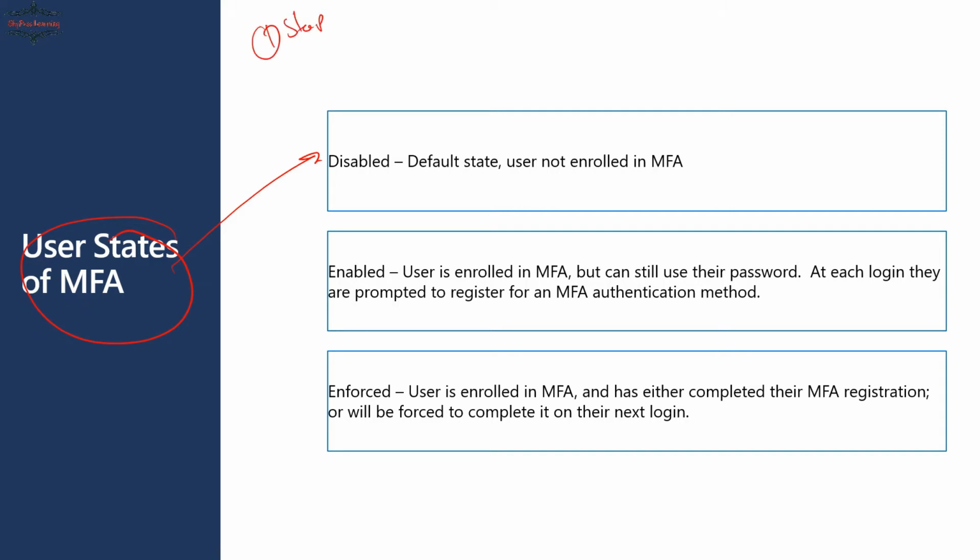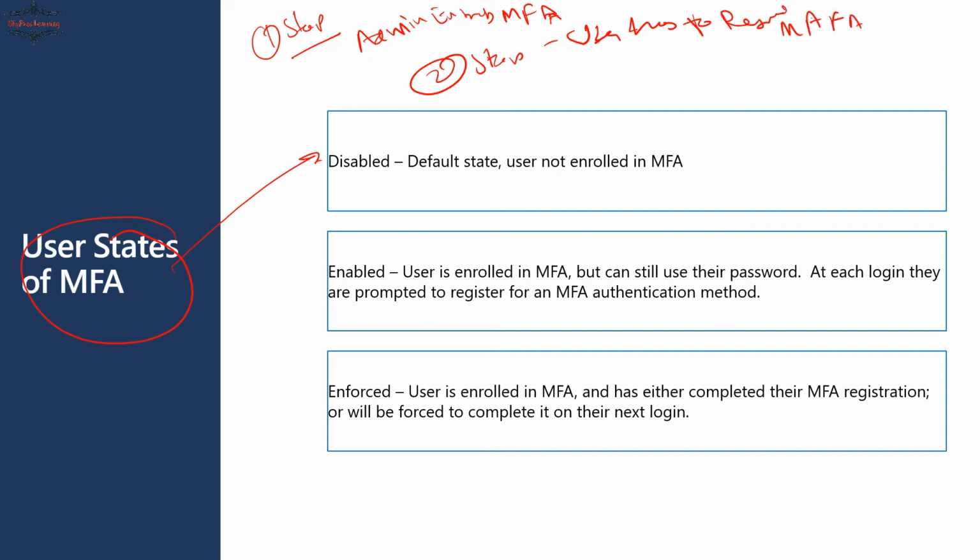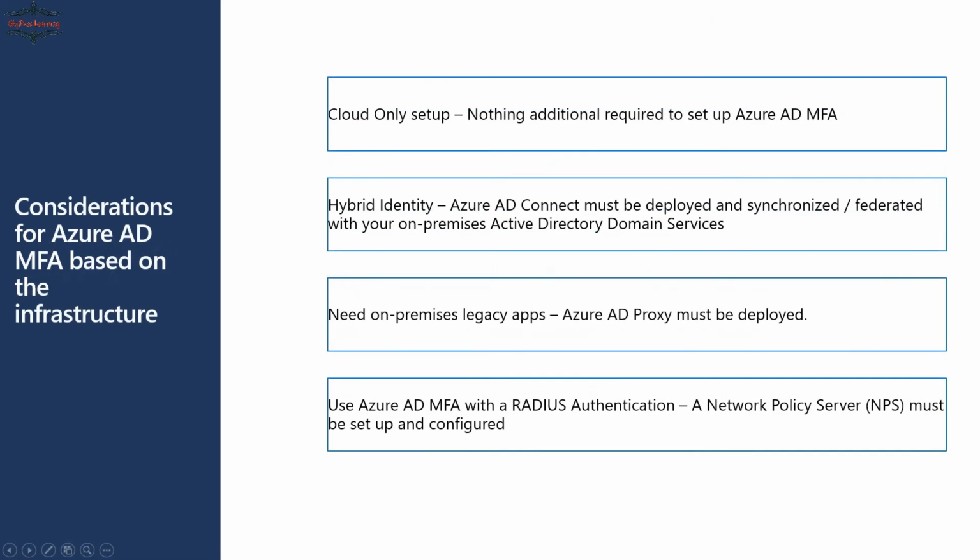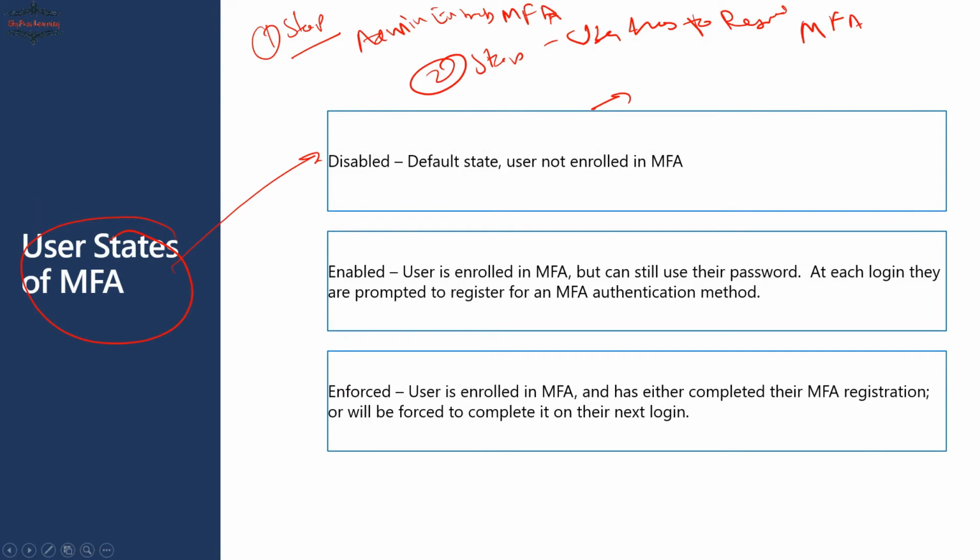Step 1, the admin enables MFA. This is performed by the administrator. Once it's done, step 2, the user has to register for MFA. I have enabled the MFA service for the user, that is one thing. Now the user has to set up their authenticator app, or they have to add their cell phone number as a condition. So this is the prerequisite.